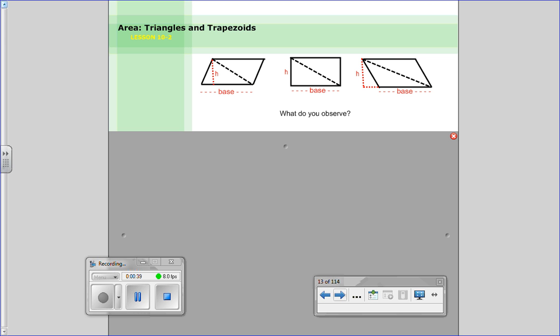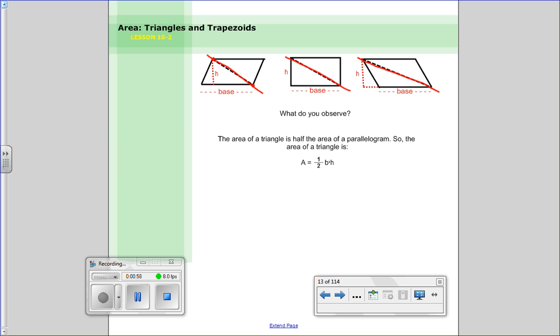But if you've ever taken a piece of computer paper and cut from one corner to the one right across from it, so really a diagonal, you'll notice that when you separate them out, you end up with two triangles. So that's what we're going to start with tonight, is triangles.